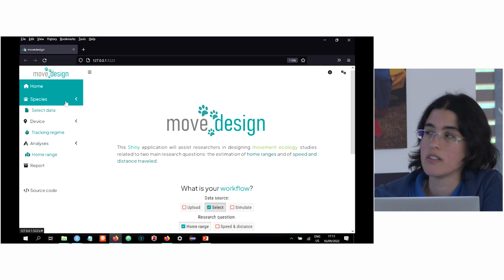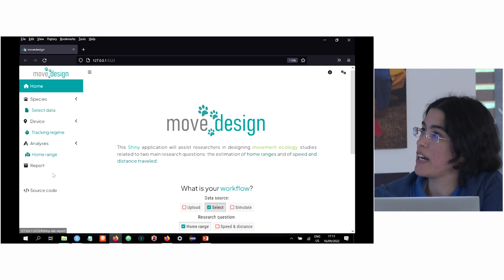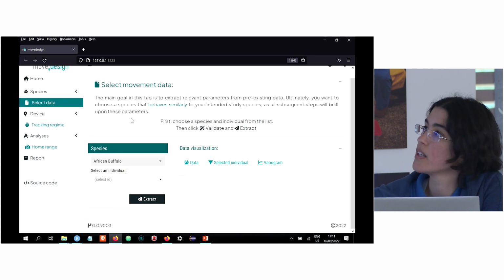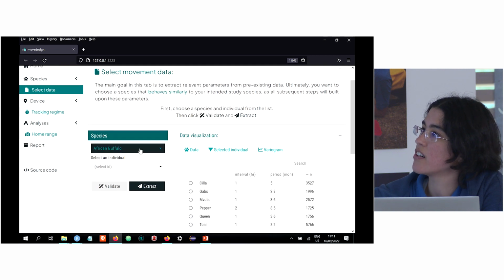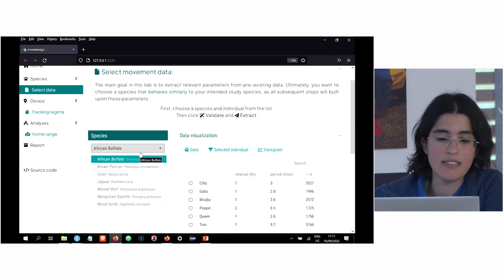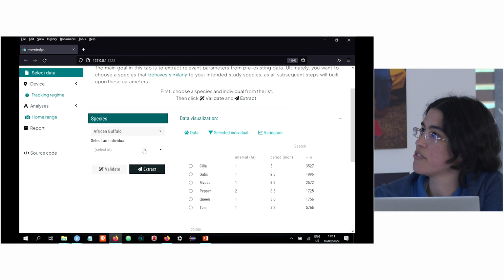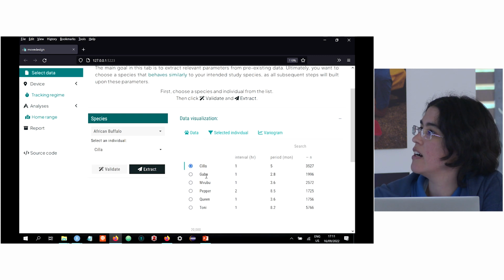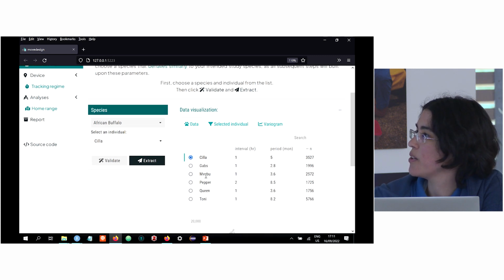So these are just the different tabs, and they're ordered by what you need to do at any point. So you start with select data. You have here our list of species available within the ctmm package. Again, I'll go with my good friend, the African buffalo. Why not? So you pick an individual. Ideally, you want one already with a decent absolute sample size for that individual, and just some information about the interval and periods.